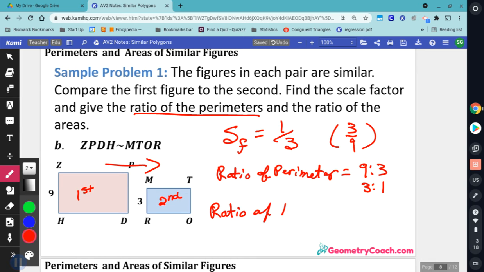Ratio of area. So we're doing red first, then blue. 9 squared, 3 squared. So it's 81 over 9, and that simplifies to 9 to 1. So it's a 3 to 1 ratio for perimeter and a 9 to 1 ratio for area.